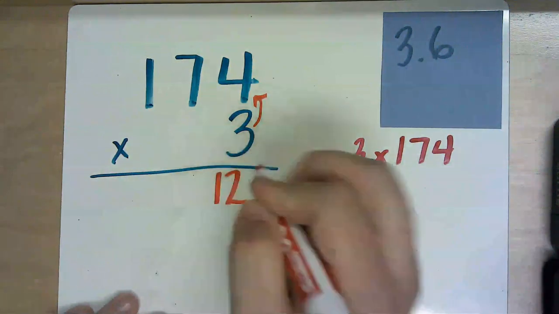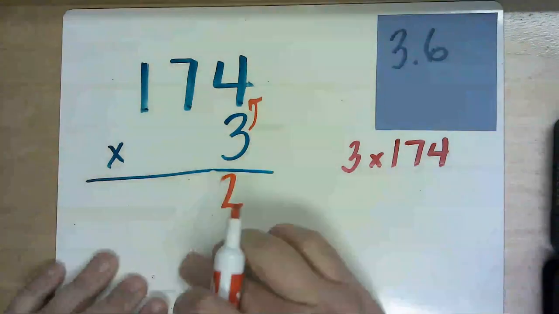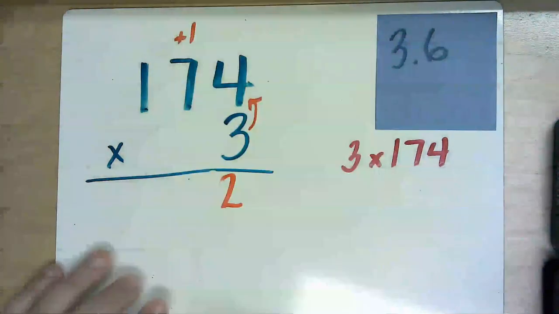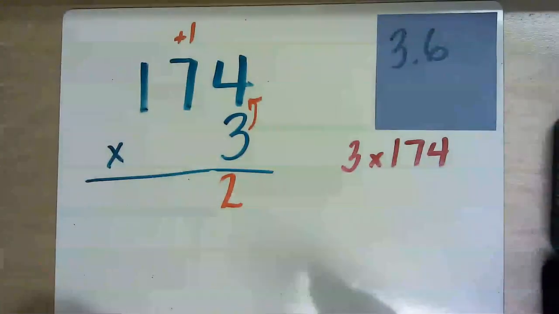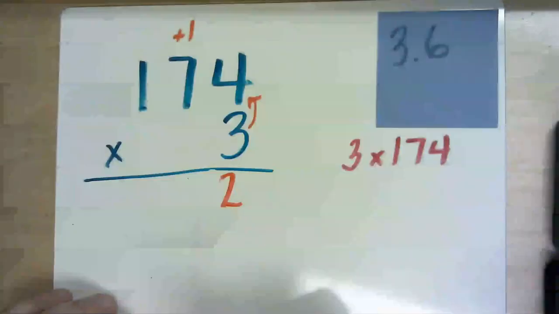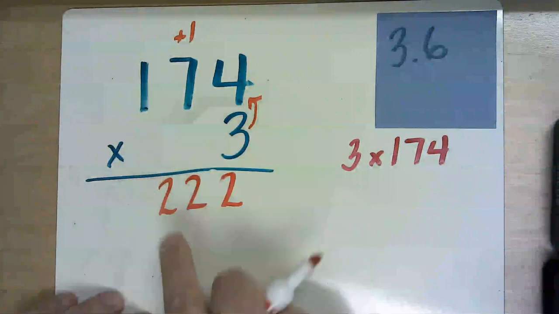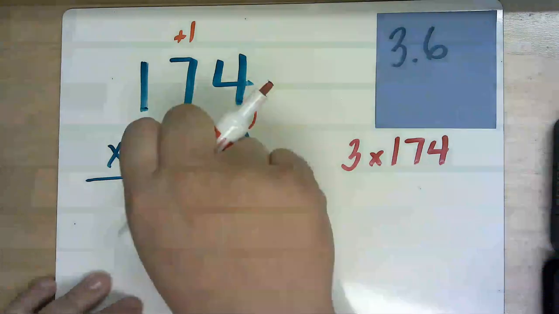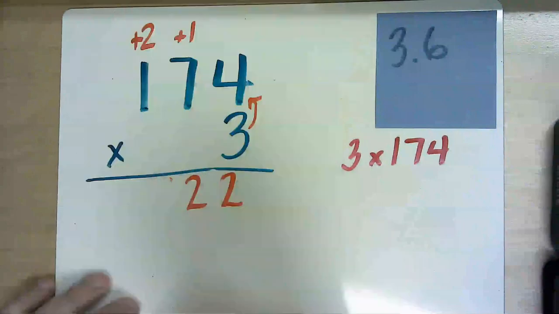So if I've got 12, I can't put that down here. So I got to erase my 1. And I need to bring it to the next place value as a plus 1. 3 times 7. Well, 7, 14, 21. Plus 1 is 22. Ooh, I can't put two digits there, though, right? So I need to erase it. And I need to do a plus 2.